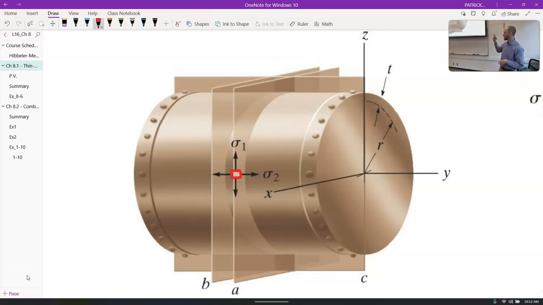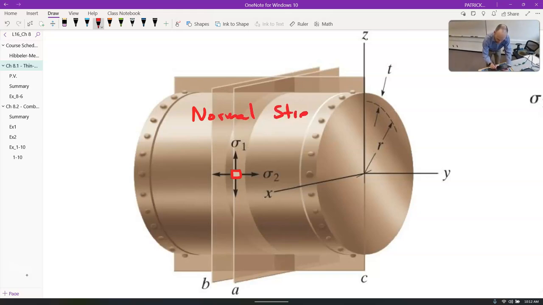The stresses that occur due to the pressure inside are only normal forces, and they occur on both faces, in the hoop direction going around the cylinder and in the longitudinal direction of the cylinder. So these are just normal stresses. Because of the assumptions we made and the unique scenario of the pressure inside, there are no shear forces. So all we get are these normal stresses, sigma 1 and sigma 2.